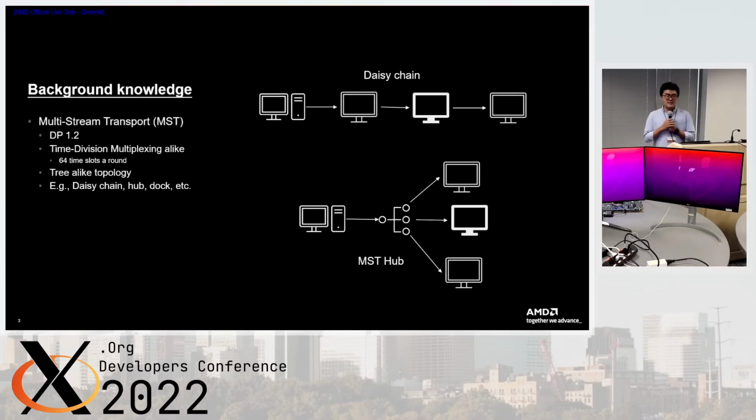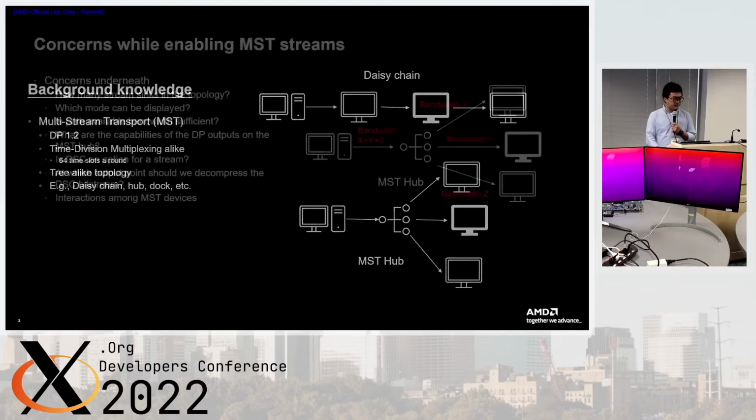So why MST? MST is the multi-stream transport mechanism introduced starting from DP 1.2, which leverages a time-division-multiplexing-like mechanism to enable multiple streams by sharing the same DP link. These two figures show common MST topologies. One is the daisy chain, and the other one is the tree-like MST topology constructed by the MST hub.